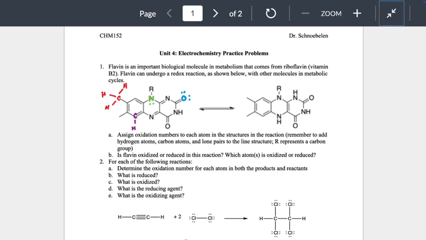Which means when I go through to do my count, nitrogen had 5 valence electrons. How many electrons does it own? It owns all 8, which means its oxidation state is a -3. Does that make sense?